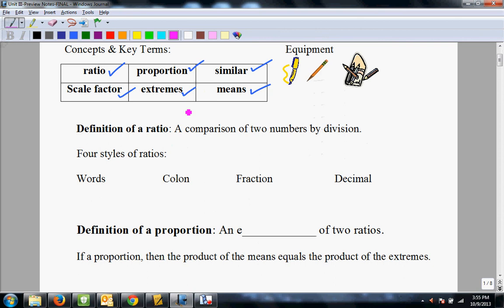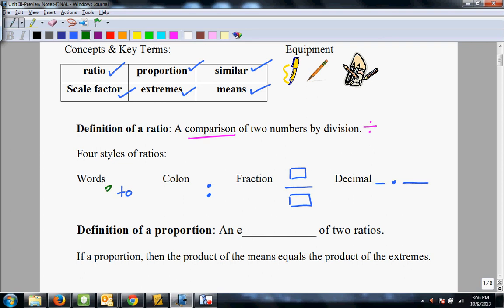We're going to talk about a ratio. A ratio is a comparison of two numbers by division. We can use words, like the word "to," we can use a colon, a fraction, or even a decimal. Let me show you a common ratio.